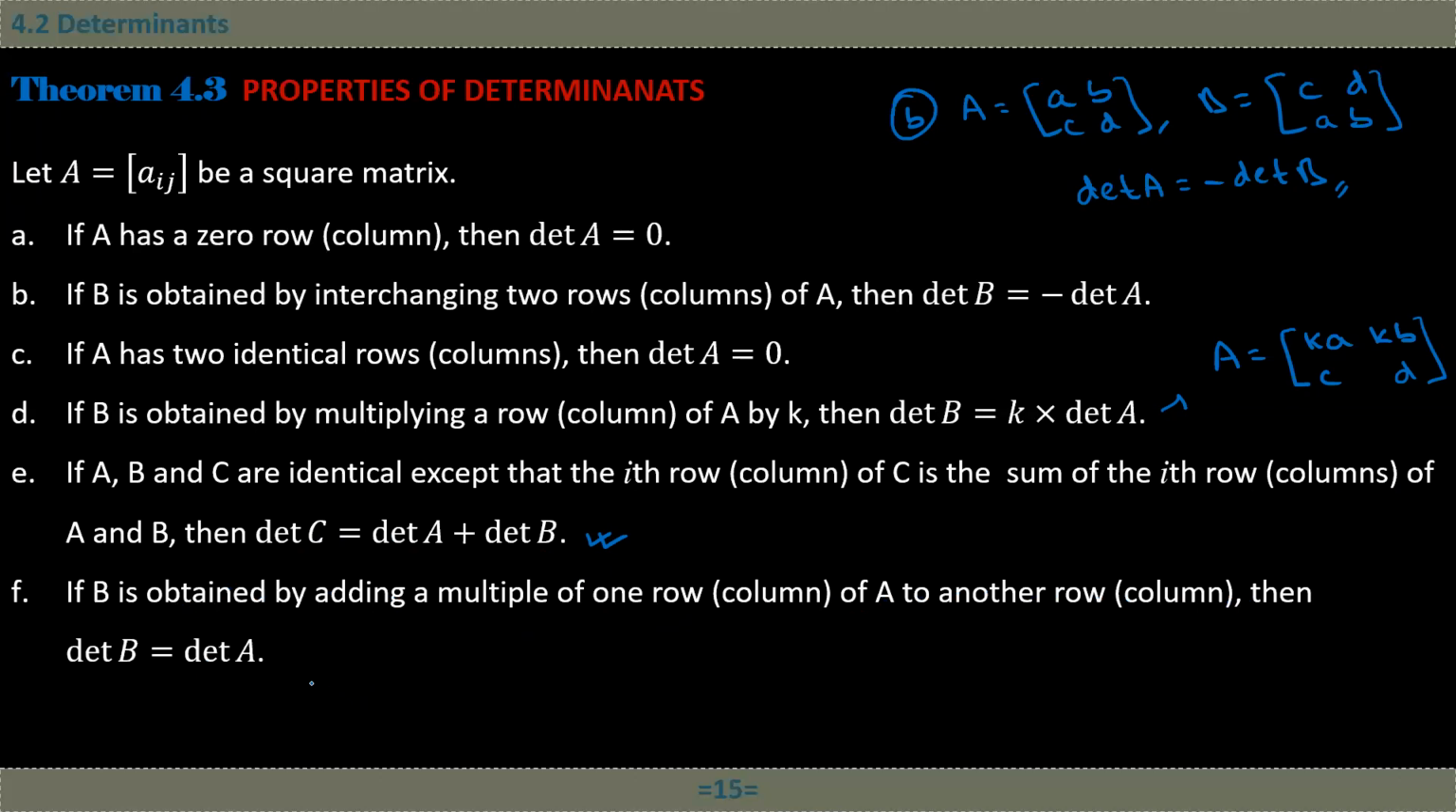Well, the last one, if you consider this matrix, let's say A, B, C, D. And here I obtain B, obtained by adding a multiple of one row or column to another one. Let me multiply the first row by K and add it to the second row. So here we have A, here we have B. I multiply the first row by K and add this to the second row. So here we will have C plus K times A. And here we will have D plus K times B.